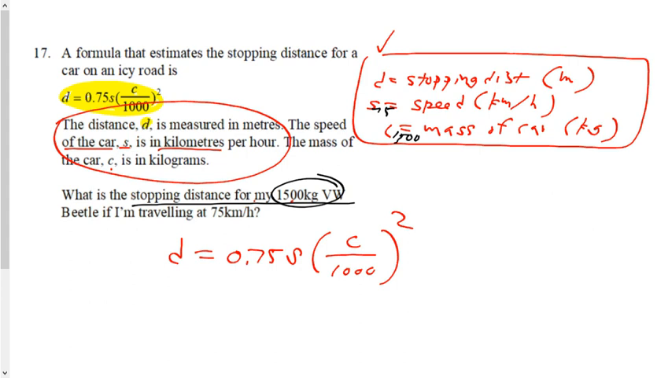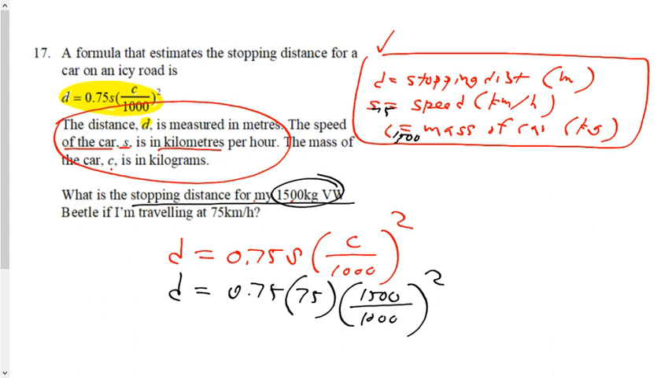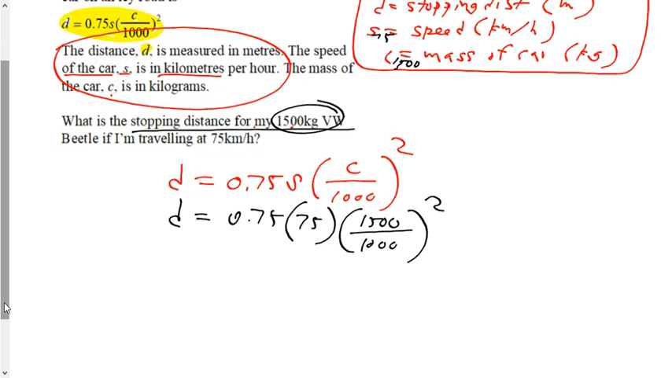So I kind of made a note there so I'm not going to screw this up. I don't know my D, so D stays D. That's what I'm going to solve for. 0.75 multiplied by the speed, which is 75 again, multiplied by the mass, which is 1,500, so C is replaced with 1,500, divided by 1,000 squared. Okay, everything's in there. It's not so bad anymore because I have a multiplication, I have a division, and I have an exponent. Of those operations, which one am I going to do first?